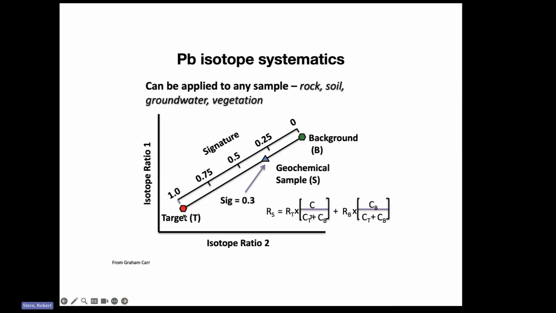And it would seem that the closer we are to the target, the more the isotopic composition would shift towards it, right? This is a scale. So at the target, the signature is 100%, and in the background, it's 0%. So we can calculate that.